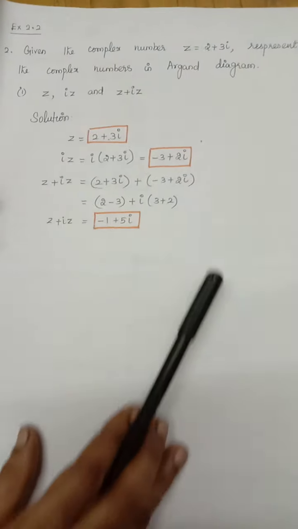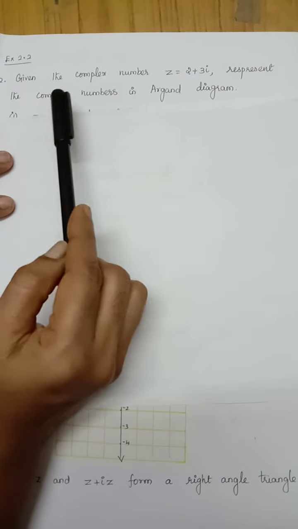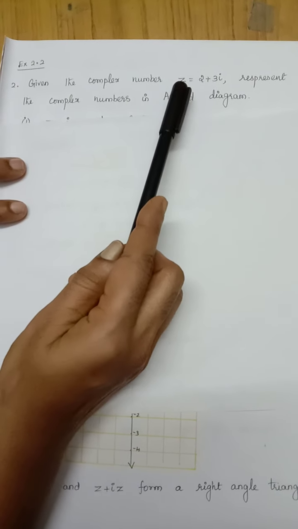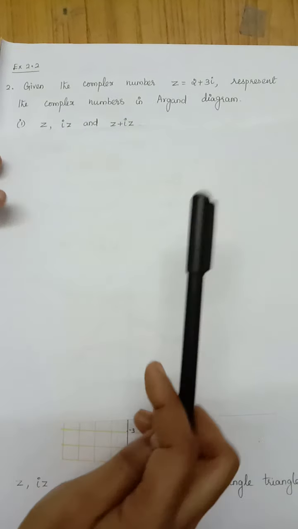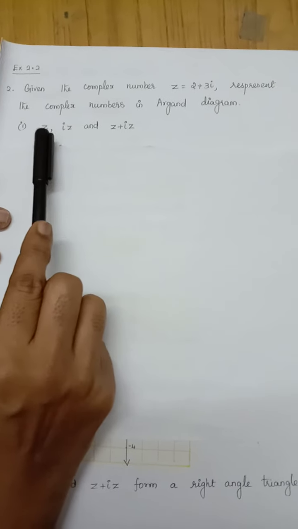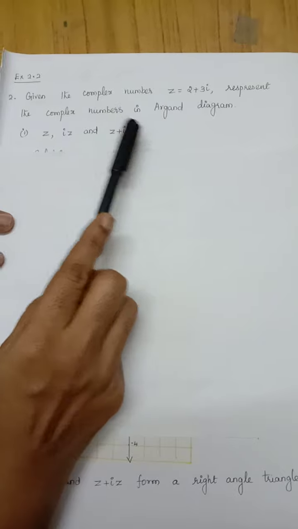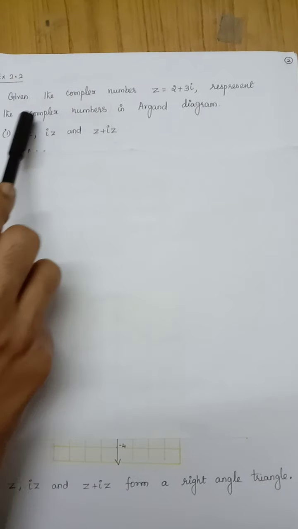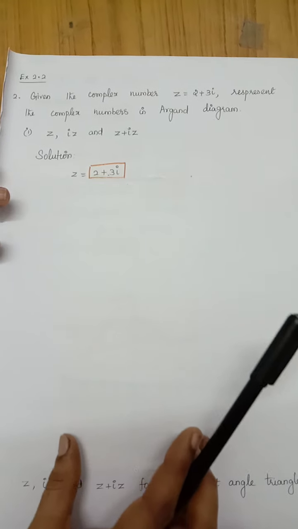So exercise 2.2. Second problem, given the complex number z is equal to 2 plus 3i, represent the complex number in the Argand diagram. So the question is, given for the first subdivision, z, iz and z plus iz. We are going to represent these complex numbers in the Argand diagram. Okay, so we'll see the solution.